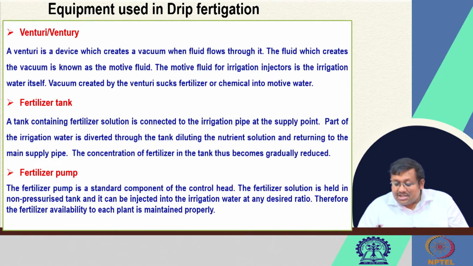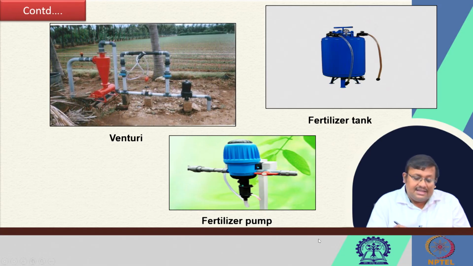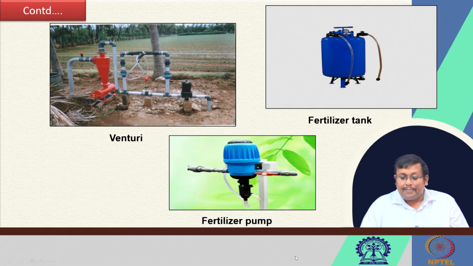Now, the fertilizer solution is held in a non-pressurized tank and it can be injected into the irrigation water at any desired ratio. Therefore, the fertilizer availability to each plant is maintained properly. So, these are different equipments which are being used for drip fertigation. You can see this is a Venturi, this is a fertilizer tank, and this is a fertilizer pump.